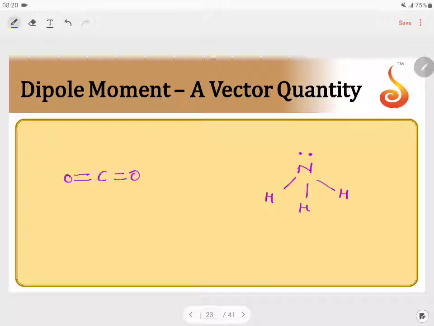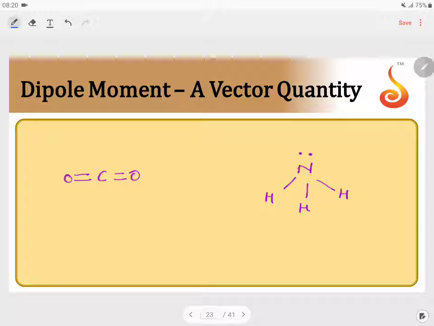Dipole moment of carbon dioxide. Carbon dioxide is an example of a non-polar molecule. Now the question comes: the C=O bond has a large difference in electronegativity, but still the molecule is non-polar. What is the reason behind it? We are going to understand now.